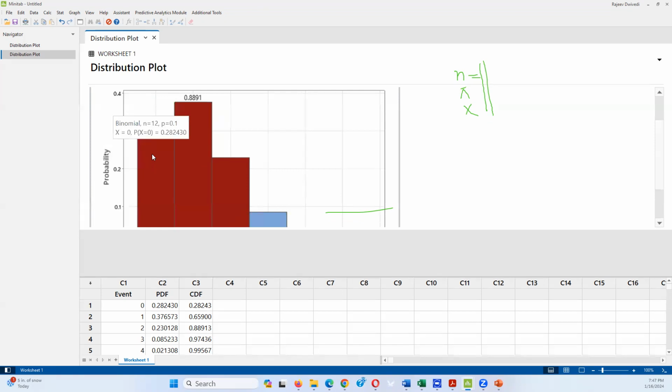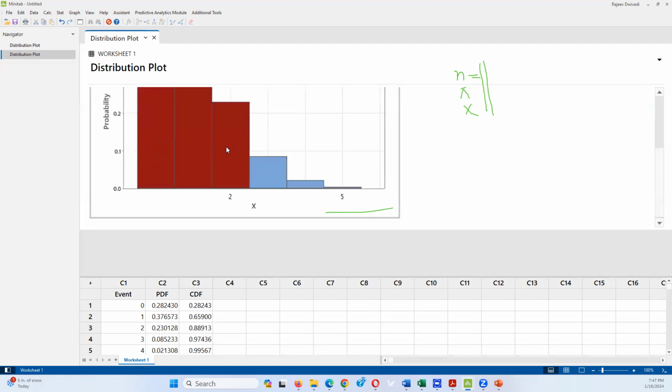But when you put the cursor on a bar, it gives you the individual probability value. So in total, the 0.8891 is the accumulation from the first three bars. Yes, correct. Got it, thank you.